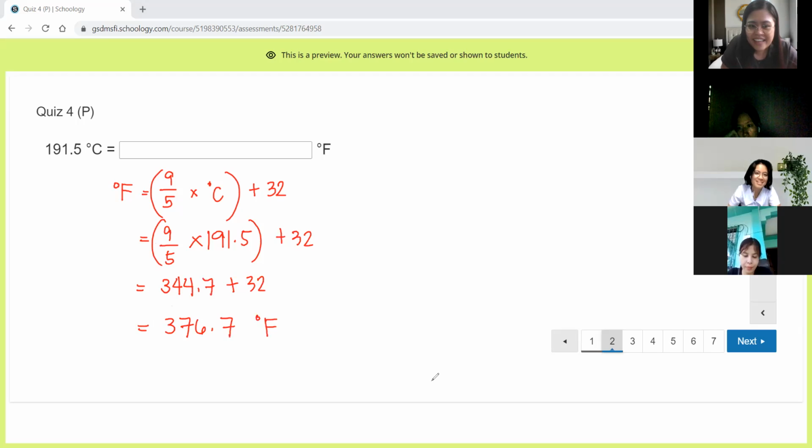What's the instruction? Follow the rules for significant figures. So how many significant figures is this? You have 1, 2, 3, 4. So if we count, we have 1, 2, 3, 4. Meaning our answer stays as is, 376.7. Okay? Questions for this item?